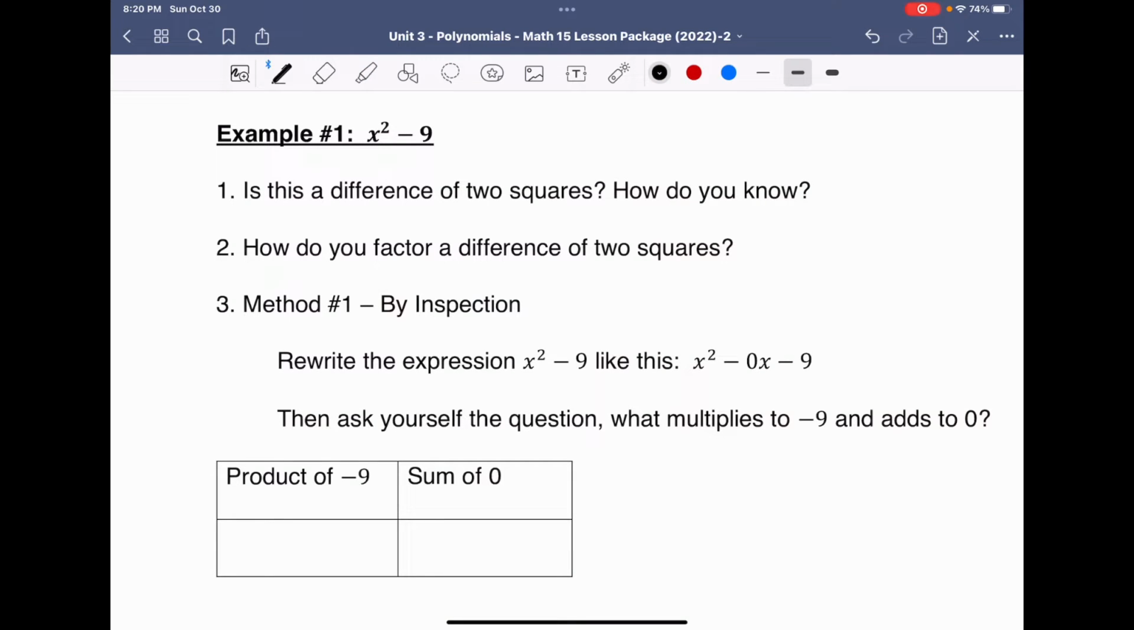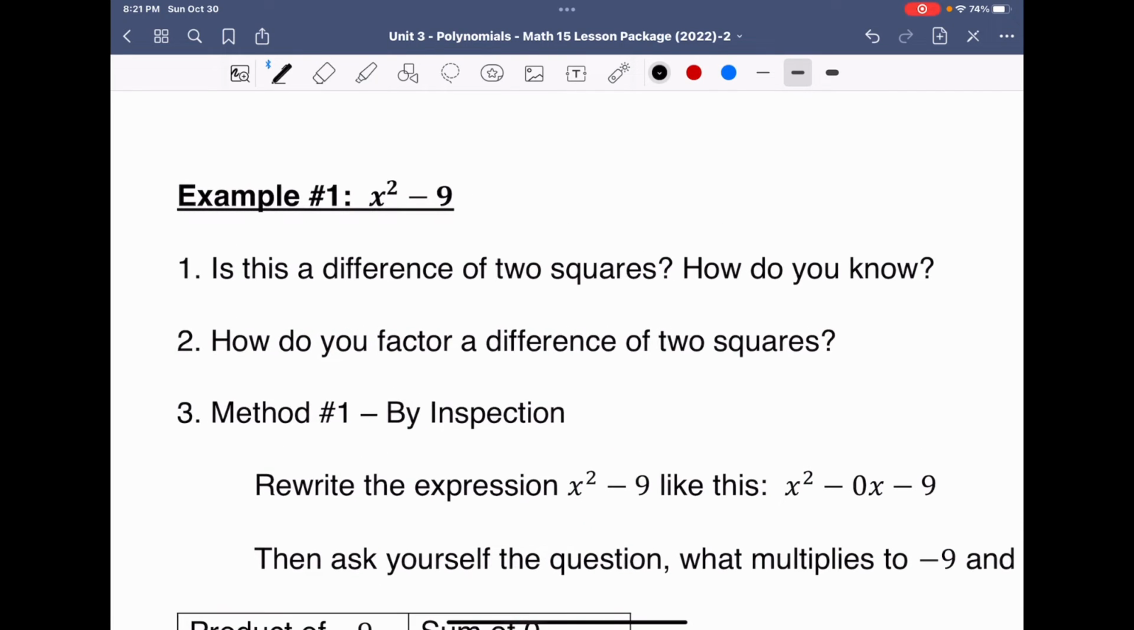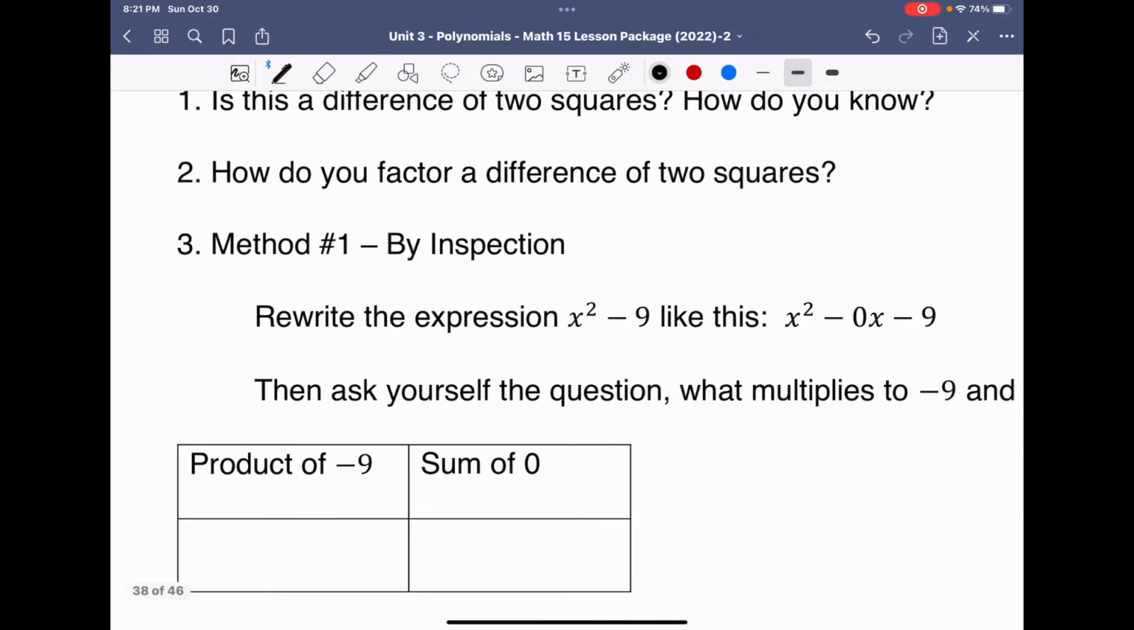So is this a difference of squares, and how do we know? Well, we would want to look at each of the terms and see if they perfectly square and aren't irrational. If I square root x squared, I'm left with just x. If I square root 9, that is equal to 3. That is a rational number. So it is a difference of squares because we have one perfect square subtract another perfect square. Now, how do we factor the difference of squares? Let's look at method 1 by inspection.